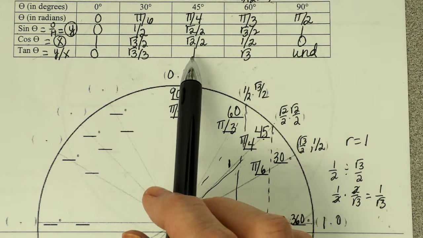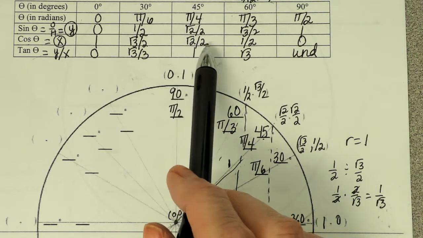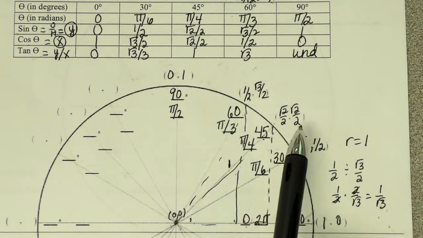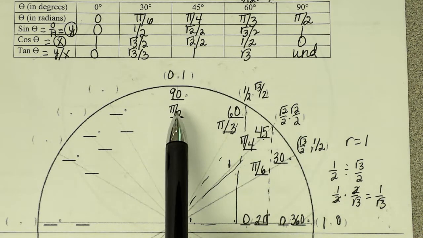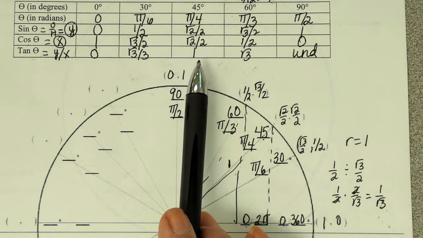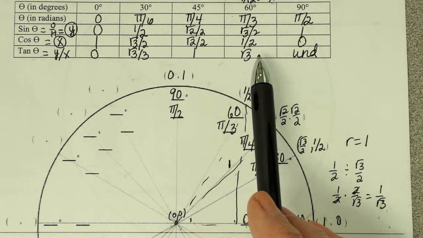You may have had a little trouble here with tangent of 45, but what's anything divided by itself? If I have to do radical 2 over 2 divided by radical 2 over 2, what's that going to be? Just 1. Anything divided by itself is 1. Were you able to figure these out? Does everybody have questions on how I got anything there?